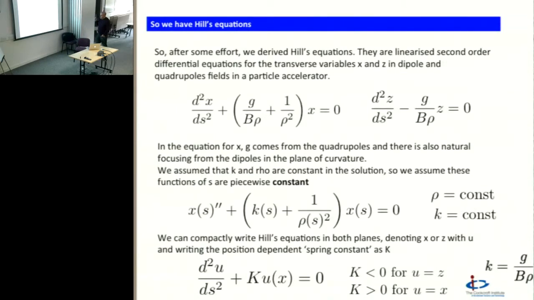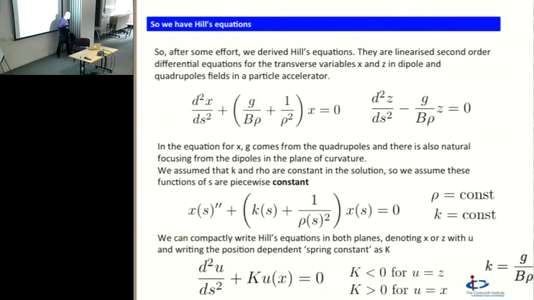So the differential equation where g and rho are constant, this applies with them being constant. We then go to the next bit of the accelerator where they're different but still constant. So we have the same equations where they're still constant, but there's no worry about the fact they're changing with position, if you see what I mean. So as we go around the accelerator, rho and k depend on position. And we can compactly write Hill's equations in both planes. If we generically denote x or z with just u for an arbitrary plane, and write the position-dependent spring constant as k, we can just write this equation.